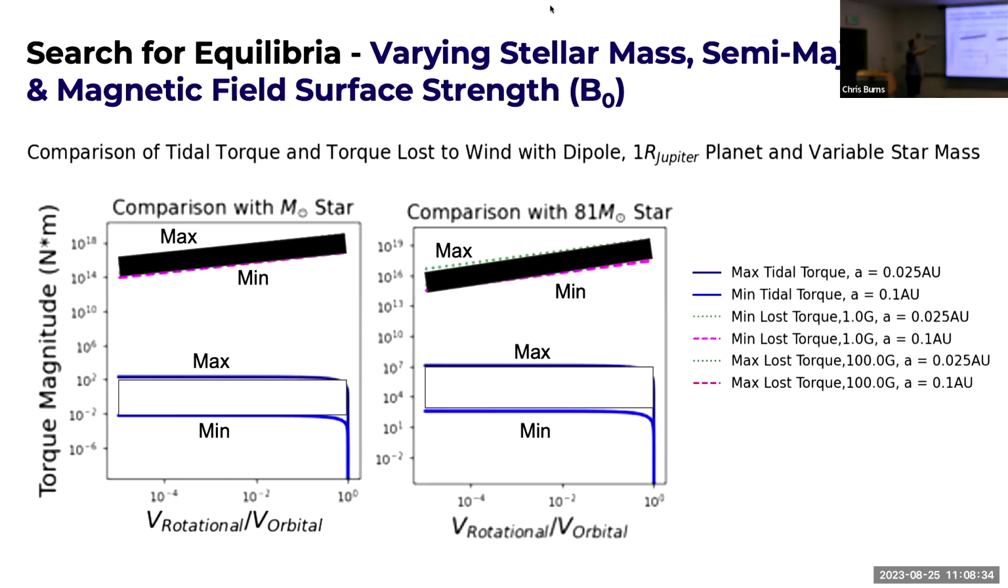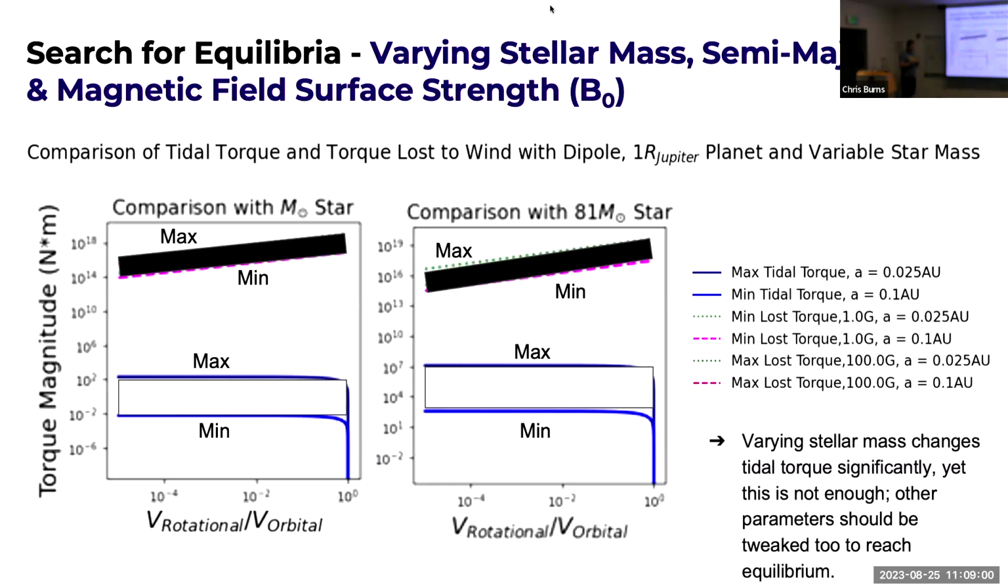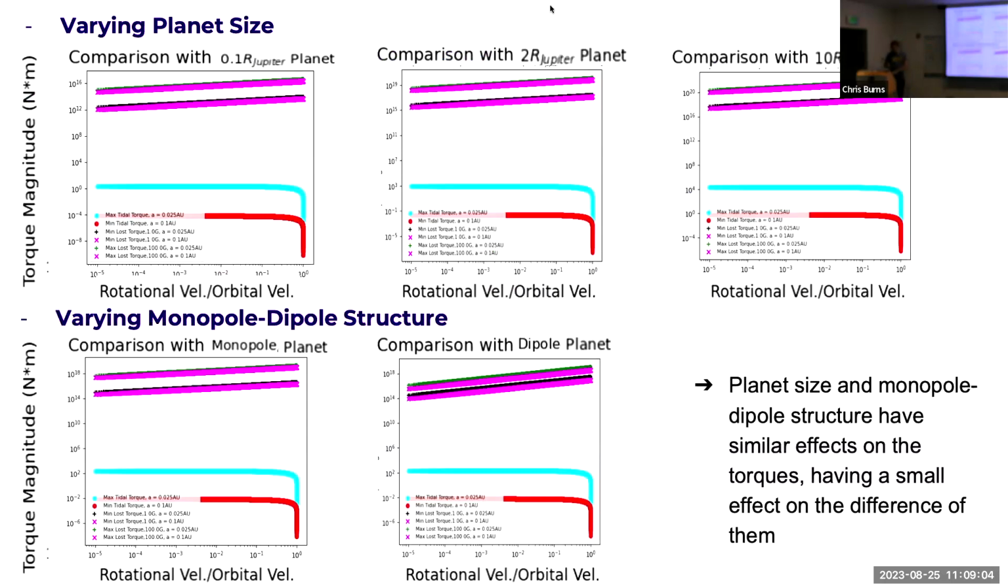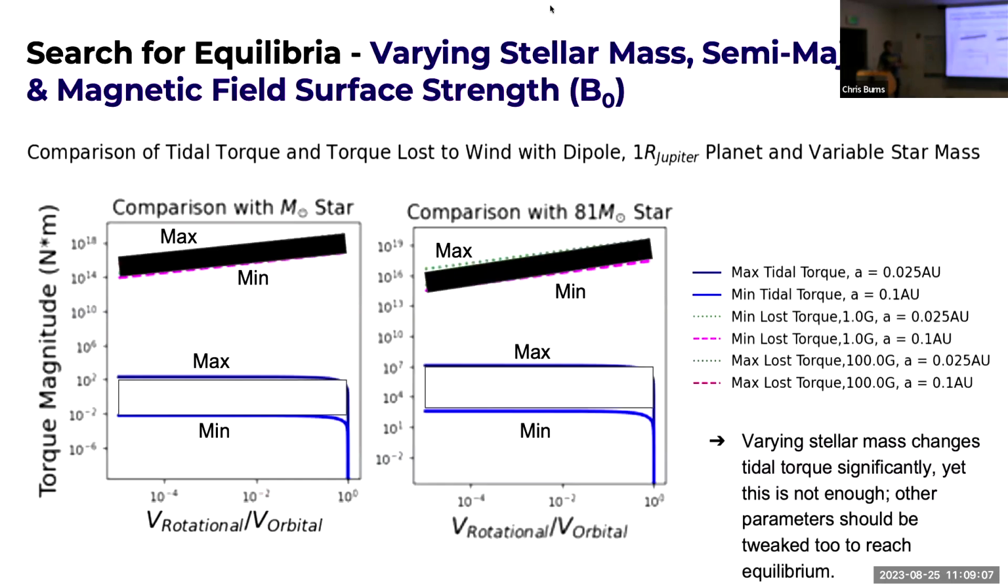These two plots are different, but the only thing that's different parameter-wise is the stellar mass. Here we have a 1 solar mass star in this plot, and here we have an 81 solar mass star. So here I'm trying to change the stellar mass and see its effect. But as you can see, we don't see any overlap between these two areas. So varying only stellar mass between these plots does not yield equilibria.